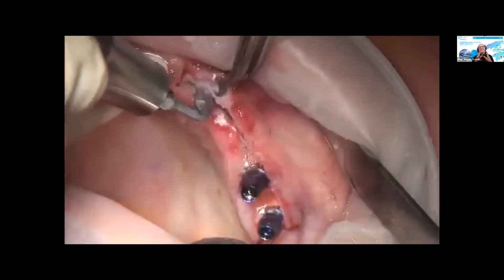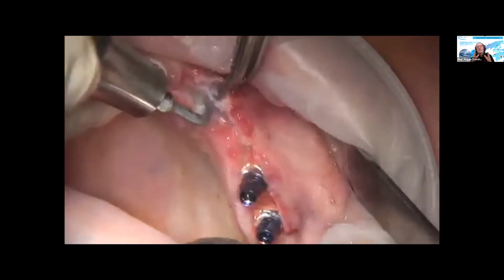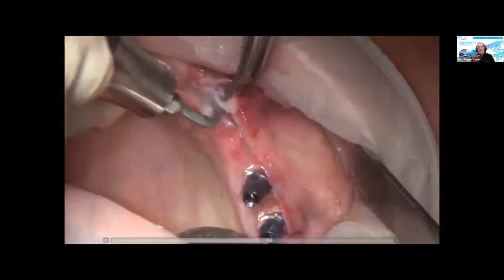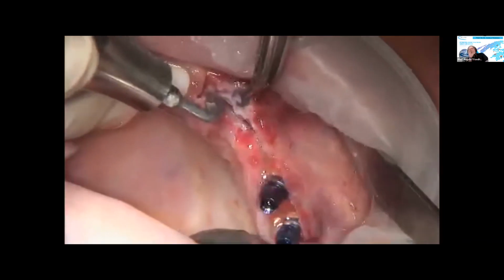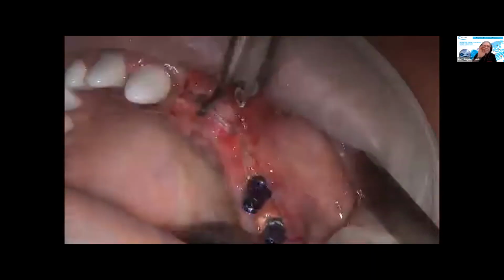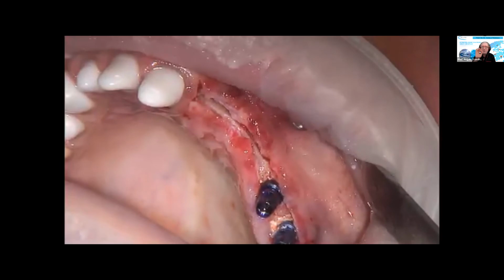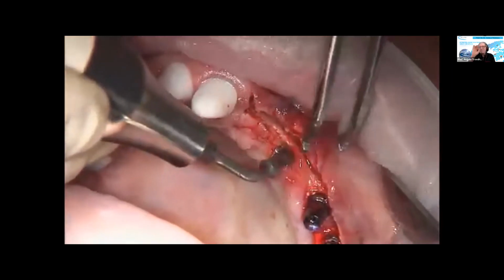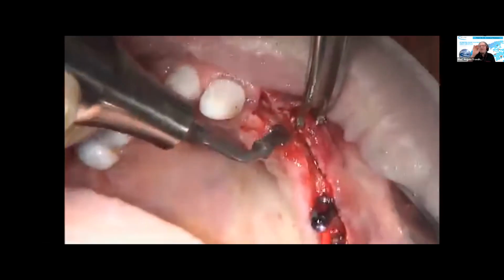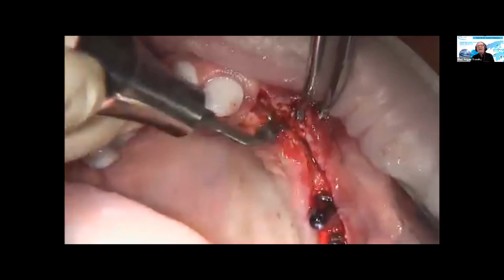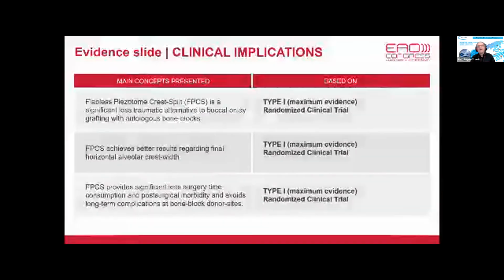So anyway, now we start to squeeze the 2 vital bone plates open with these special tips. If you're already highly advanced with the flapless crest split technique with the piezotome, then of course at a later stage, let's say after some 30, 40, 50 surgical procedures, maybe you will not need these tips anymore.